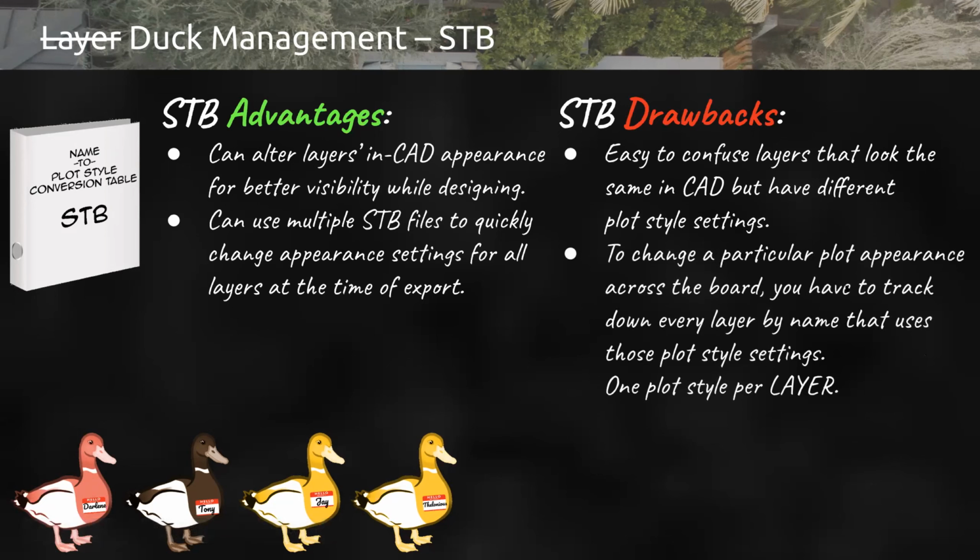And to change a particular final appearance, like just dashed gray duck, if there's 3 that point to that, we have to track that down. And again, we're kind of going to miss some. Also, then we've got one plot style per layer or per uniquely named duck, which means, as we add more and more, we can have hundreds, some offices even thousands, and it's just really hard to keep track of.